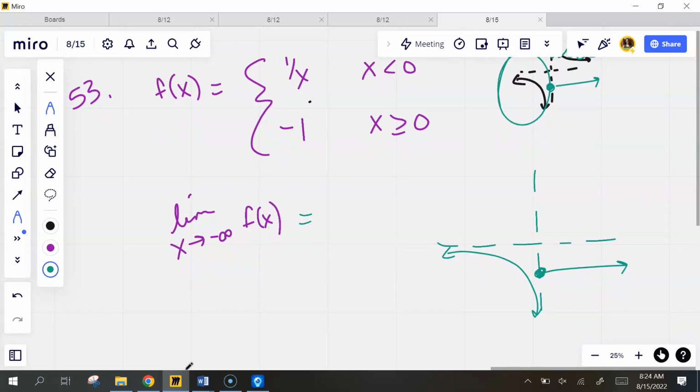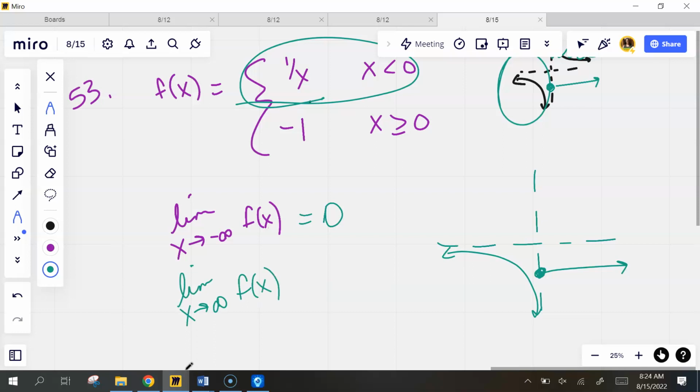If I didn't have the graph, I would know that for this one, the left, I'm using this equation because this is where x is less than 0. And since I'm approaching -infinity, that's really small. So what's the limit as x approaches -infinity? 0. 0, because there's a horizontal asymptote, right? How about the limit as x approaches +infinity? This time I'm using which equation? The second one, because that's the one where x is getting bigger and bigger. So as I approach +infinity, what's the limit of f of x? -1. The limit of a constant is the constant itself, right? Are y'all okay there? Sure?